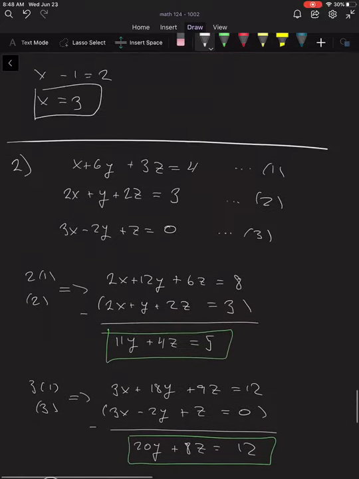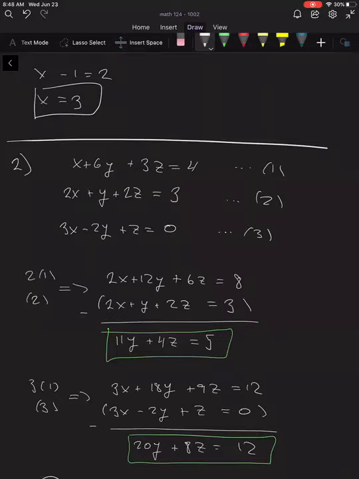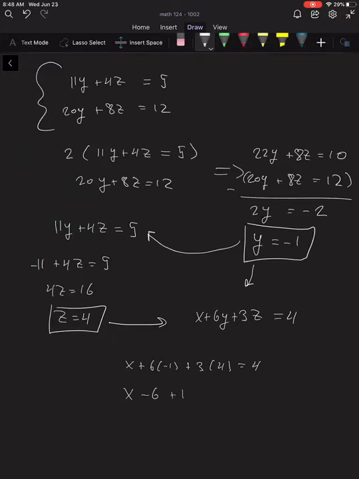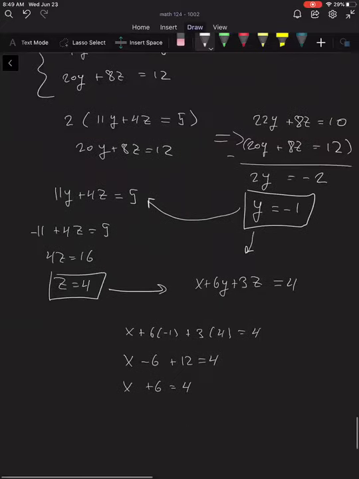So we could take any of our first equations. Let's take the first equation, x plus 6y plus 3z. What was it? x plus 6y plus 3z is equal to 4. And now we could plug z in here and plug y in here. So we're going to get x plus 6 times minus 1 plus 3 times 4 is equal to 4. Is that correct? Equal to 4. Yep. So we have x minus 6 plus 12 is equal to 4. So x plus 6 is equal to 4. x is equal to minus 2.